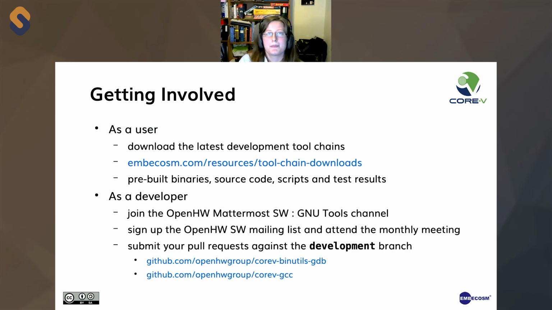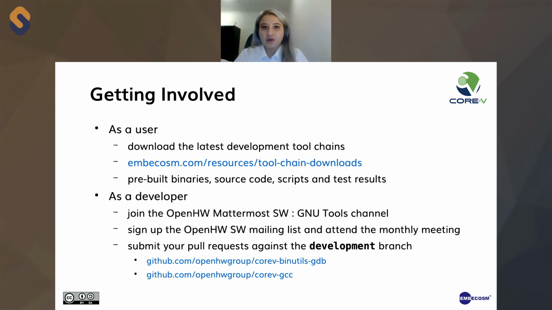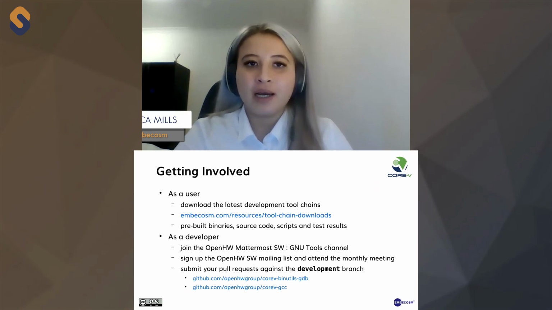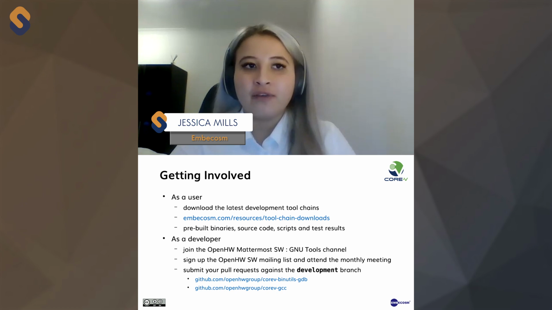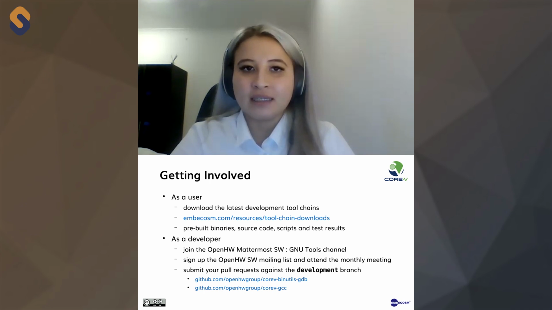Thank you for the demonstration, Mary. If you wish to try using the new compiler, you can download a convenient pre-built binary from the Embecosm website. You'll find versions for all major operating systems, along with links to the source code, scripts to build the toolchain, and test results. We'd also encourage you to become developers. You can find out more via the Open Hardware Group Mattermost software GNU tools channel. You can sign up to the Open Hardware software mailing list and attend our monthly meetings. And finally, we'd welcome your pull requests against the development code bases on GitHub.